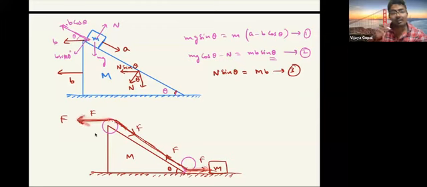Whatever forces are acting on the pulley, you just consider those as the forces acting on the wedge, because the pulley is a part of what, sir? Wedge. So right side F, left side F, both will get cancelled, and this F and that F both will get cancelled. Net force on the wedge is 0. That's why the acceleration will also be 0. Clear, right? Understood? Yes, sir.